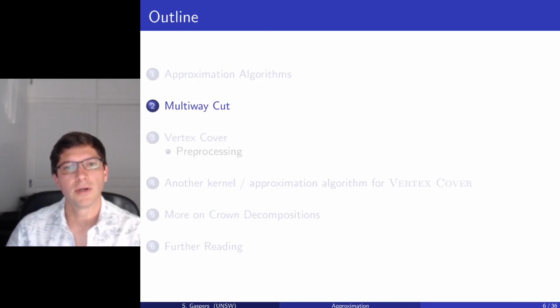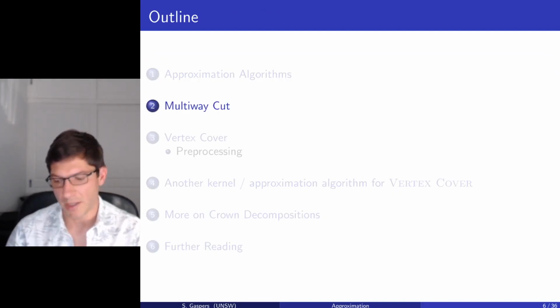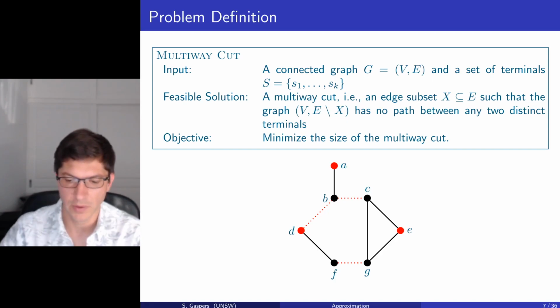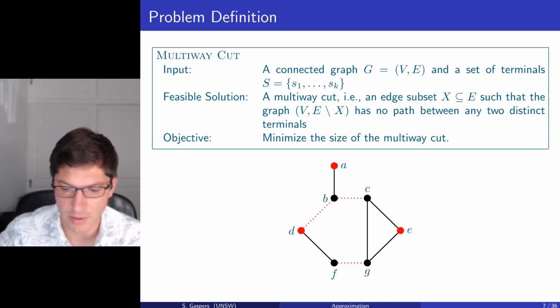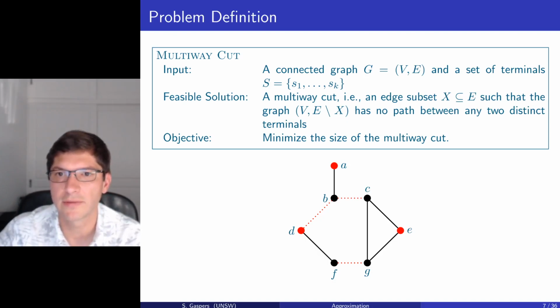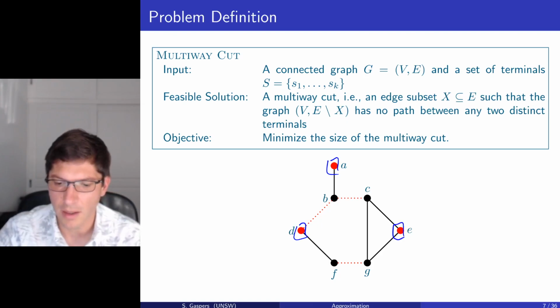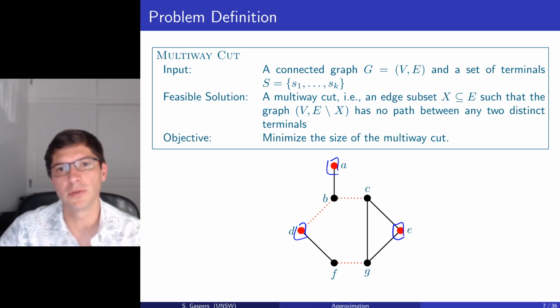Okay, let's go to our first example, which is multi-way cut. And what's this problem? The input is a connected graph G, like the graph on the bottom here. And we also have as input a set of terminals. The terminals are the wet vertices here. Those are our terminals. And we have k terminals in the input.